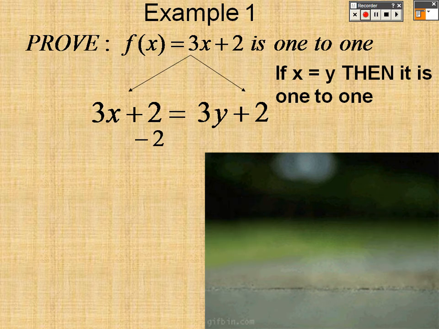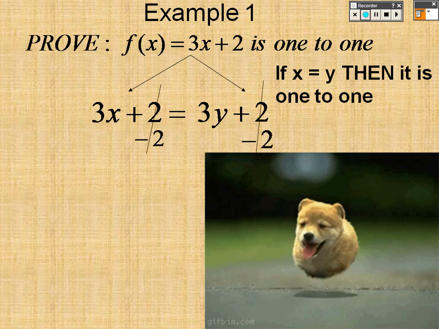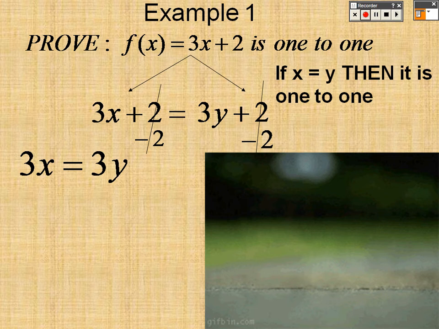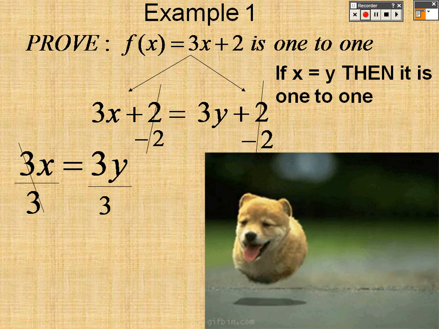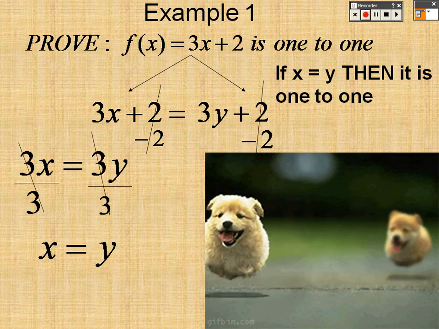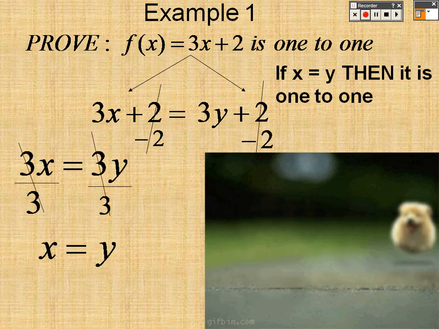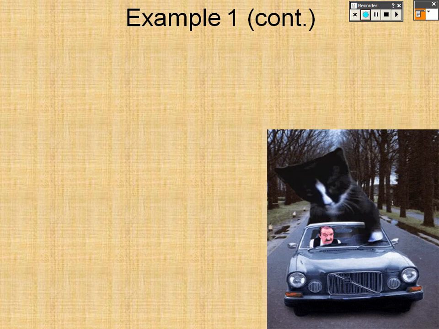So I subtract 2 on both sides. The 2's cancel out, giving me 3x equals 3y. Then I divide both sides by 3, because I'm trying to get the x by itself, or the y, it really doesn't matter. Both 3's cancel out, leaving x equals y. Since I got x equals y as my answer, I know that this is one-to-one. So the answer is yes.